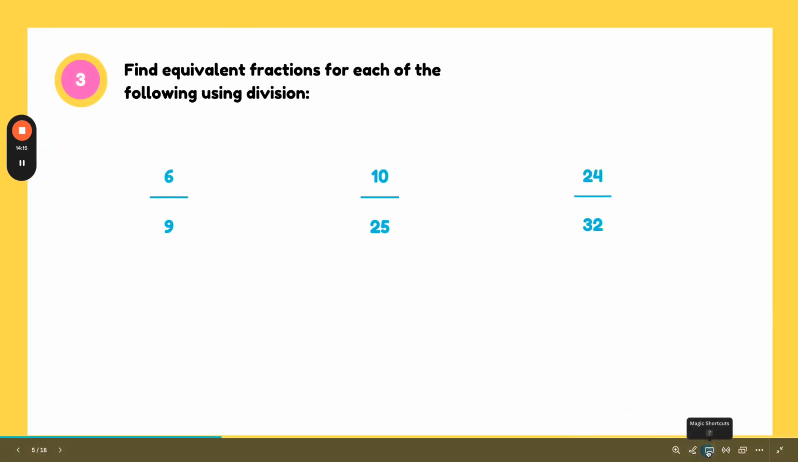So if we just tackle each one, or actually you can pause the video, and once you've had a go, we'll look at each one step by step. Okay, so let's have a look at each one individually.